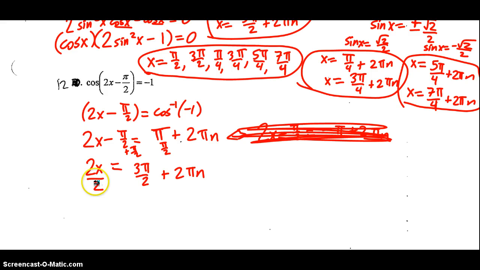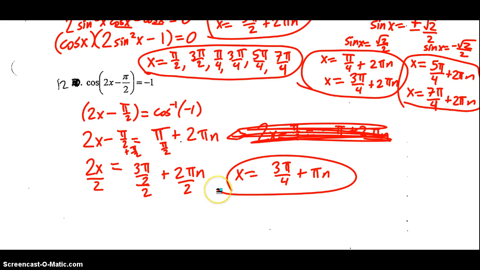And last but not least, I need to divide everything by 2. So I end up getting x is 3 pi over 4 plus pi n. That's my general solution for this. And now I need to figure out what values will work between 0 and 2 pi. Well, obviously 3 pi over 4 is one, because that's between 0 and 2 pi.